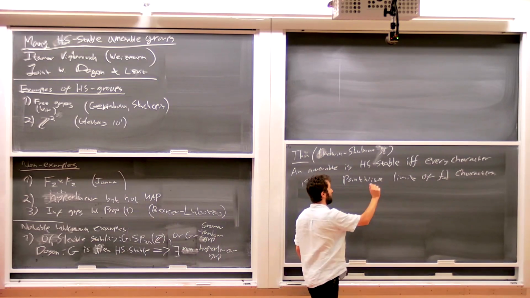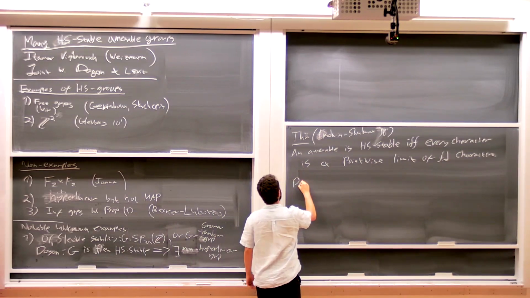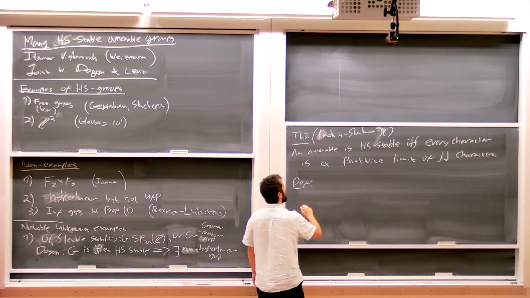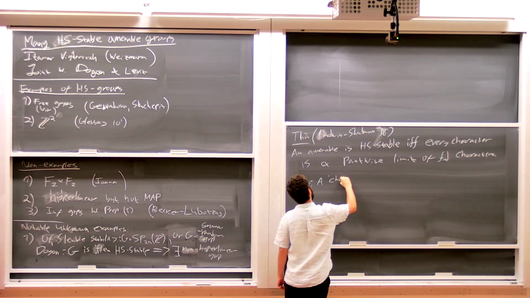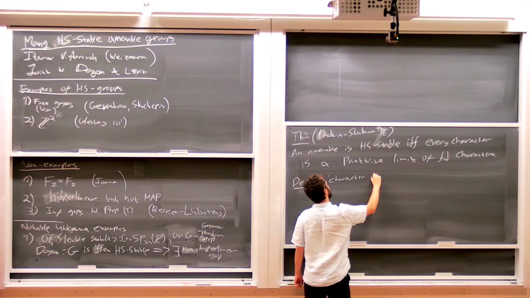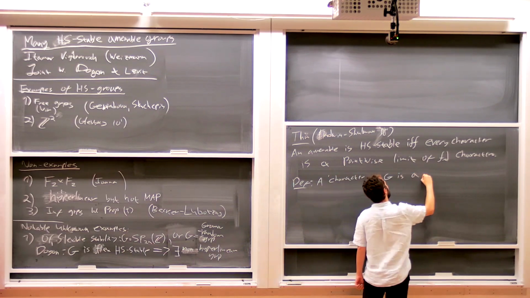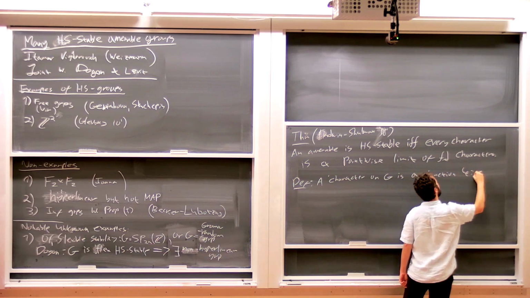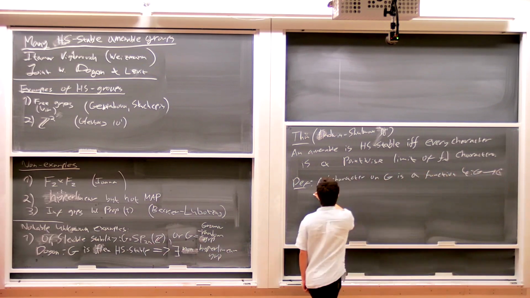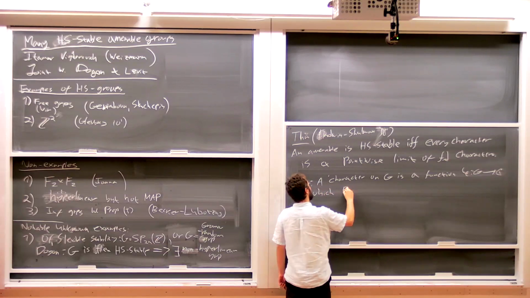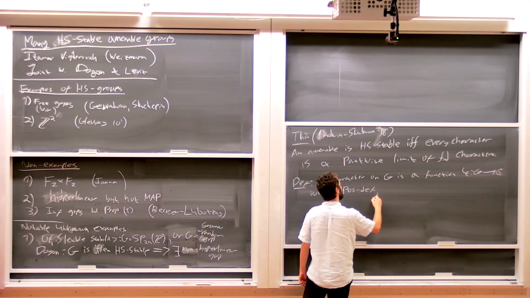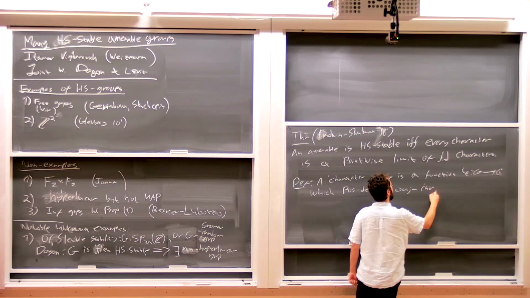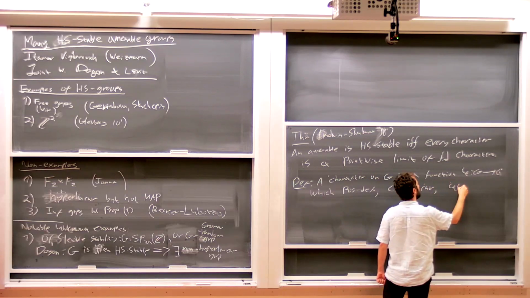Maybe I'll just explain what I mean by characters. There are different terminologies. I'm going to use the terminology as given in the mini course. So a character on G is a complex valued function phi which is positive definite. It's a class function, a conjugation invariant function. And also we add this normalization.